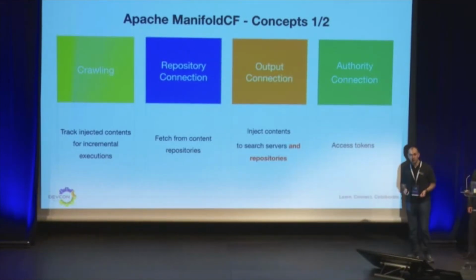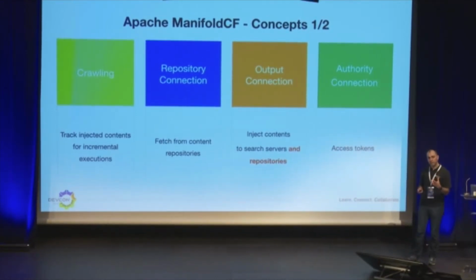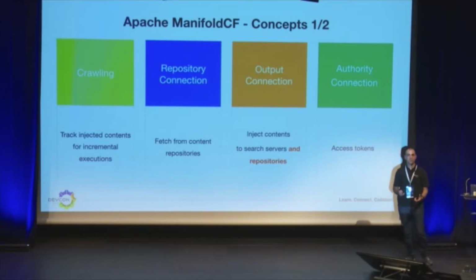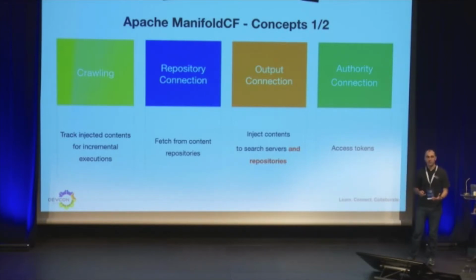But we have to know some main concepts to extend the framework. We have the crawling process, a concept that means that we are getting some contents from source repositories, and we would like to control this process in an incremental way. We have the repository connection, which will take care of the content on our source repositories. The output connection takes care of migrating this content or indexing this content against search servers.